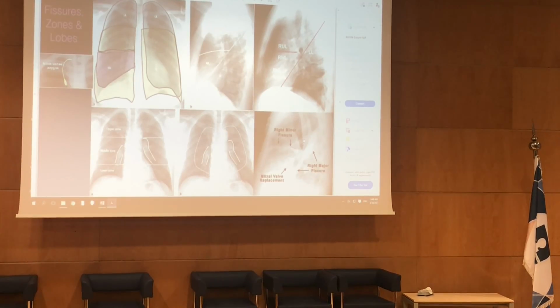So this lateral X-ray here, I don't know if you see it well or not. We're pointing here at the right major fissure and the right minor fissure. And this is an abnormal lung because this patient had mitral valve replacement and they have edema and fluid in the fissure. I'm showing it to you because it delineates the fissure better. When they have fluid, you can see it better, right? The right major fissure and the right minor fissure. And on the left lung, the left major fissure will be along the same line.